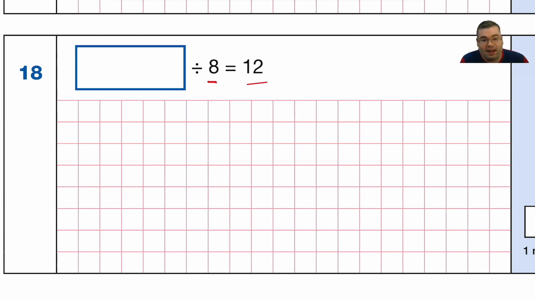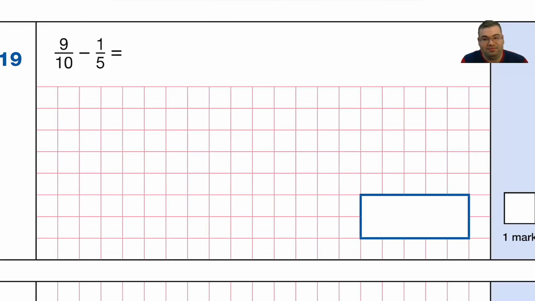So a certain number divided by 8 is 12. So obviously that number is 12 times 8. So you should know the 12 times table. So 12 times 8 is 96. Even if you know the 8 times table, 8 times 12, that is 96, right? So very easy.